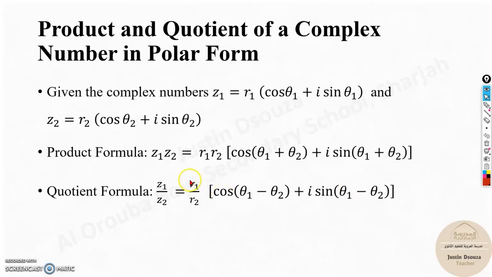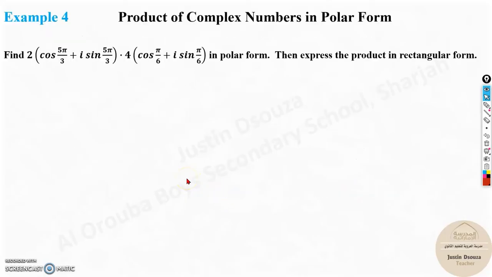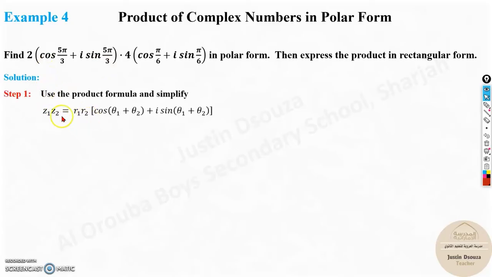Let us look into problems. You will understand how we can solve this practically. Now here, find the product of these both complex numbers which are in polar form, then express the product in rectangular form. So after you find the answer, it's not over, you need to convert it to rectangular form. Let's see. First, use the formula. That is r1 times r2. Over here, it is 2 multiplied by 4. Cos of theta 1, that is 5 pi by 3 plus pi by 6.